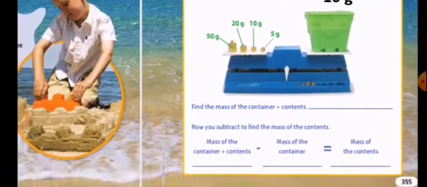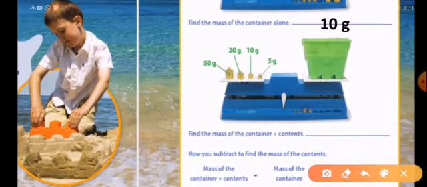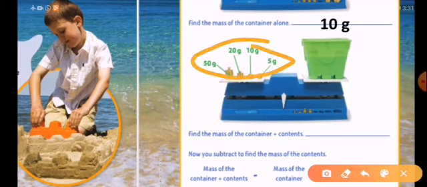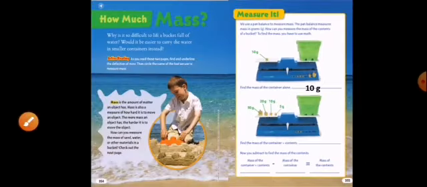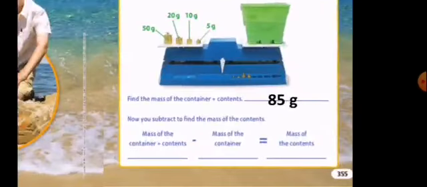Next, if we put some water and sand inside the container and start to measure its mass, if we calculate these numbers, we will find that the mass of the container plus the things we put inside will be, yes, very well, it will be 85. Now, we want to subtract to find the mass of only the things that we put inside the container.